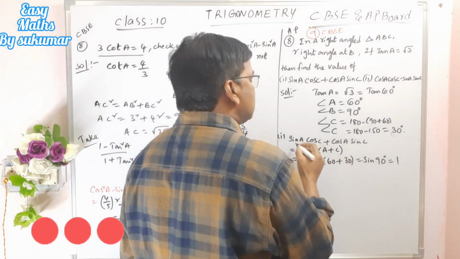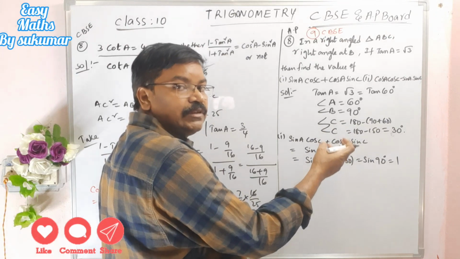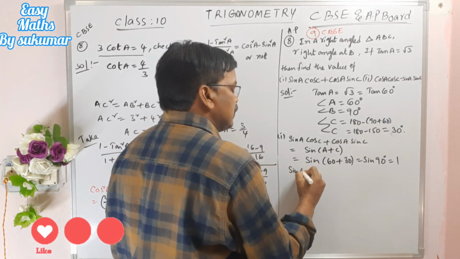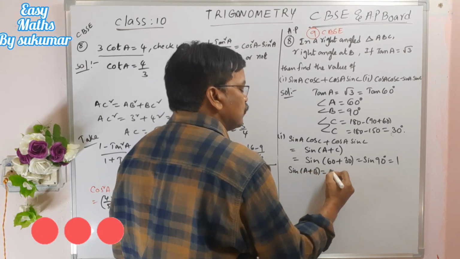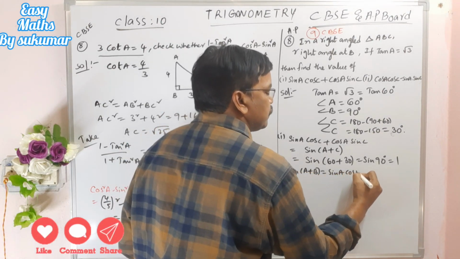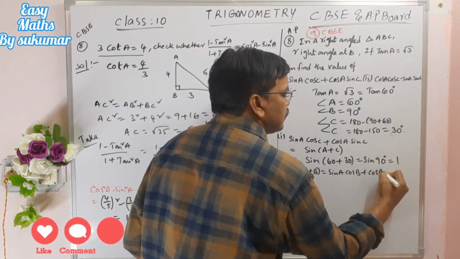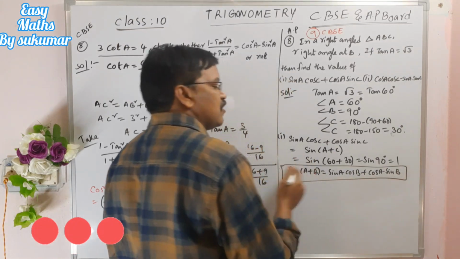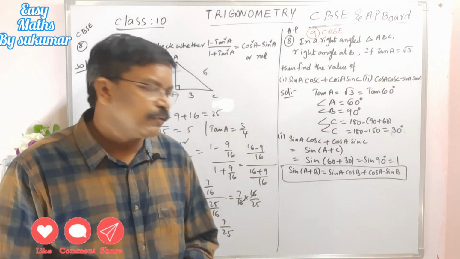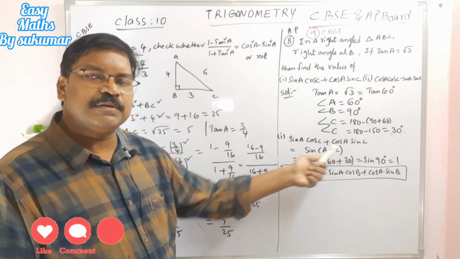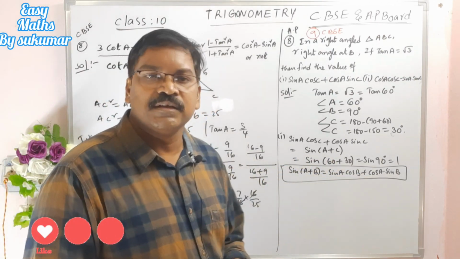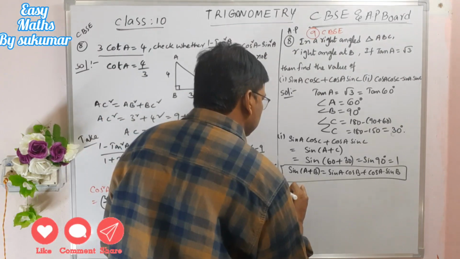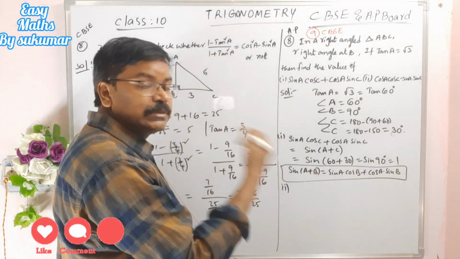So the only thing here is we use a very important identity, sin A cos C plus cos A sin C. That means I will write here sin of A plus B is equal to sin A cos B plus cos A sin B. So this is the identity I have used here. So sin of A plus C means sin 60 plus 30, that is sin 90. Sin 90 is equal to 1.